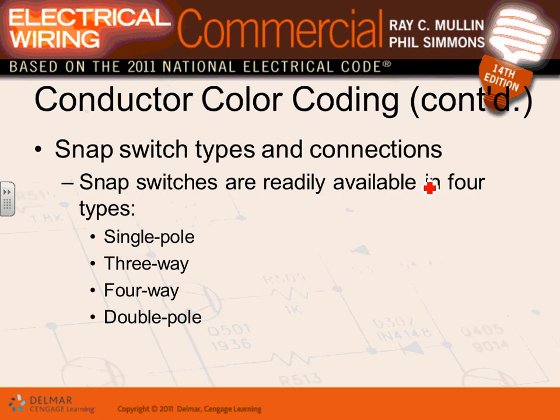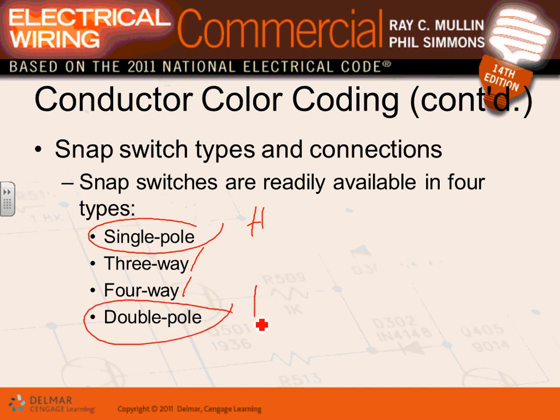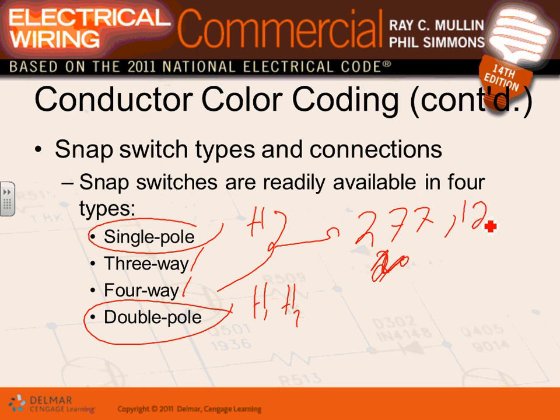Snap switches, guys, have different types. I have a single pole snap switch. That means 1 hot. I have 3 and 4-way switches. That's just to give you a different mechanism. And I have a 2-pole switch. That's hot 1 and hot 2. So if I want to switch a 277 or 120 circuit, you're looking at single pole, 3-way or 4-way switches to give you more mechanism.